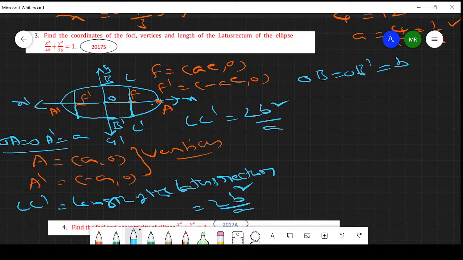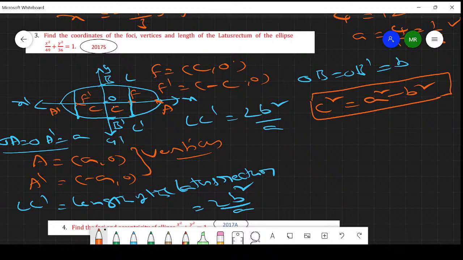Generally, the focus, they have written in the textbook as focus (c, 0). They will write this as (c, 0) and this as (-c, 0). I will tell you the reason. Because this length OF they take as c. This point they take as (c, 0), (-c, 0). We have one relation: c square is equal to a square minus b square.